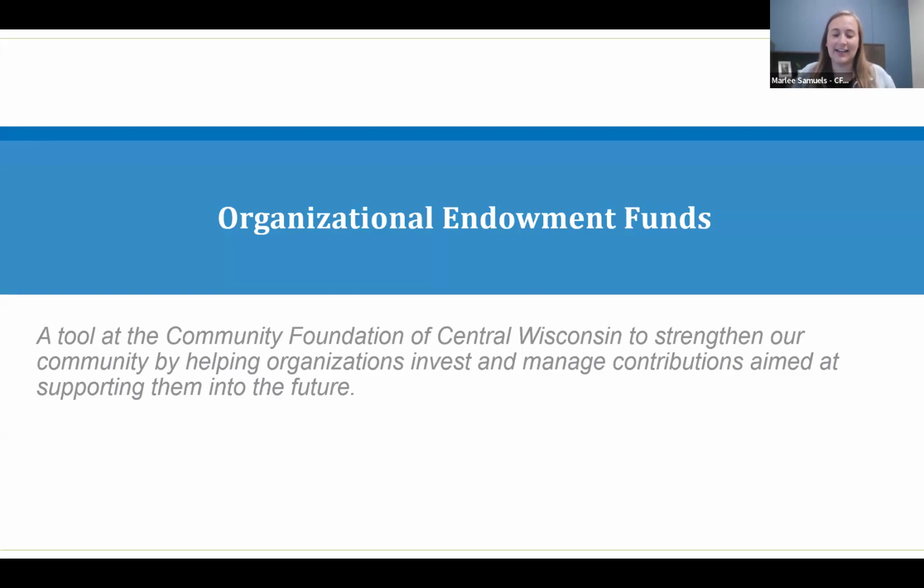So what is an organizational endowment fund? What are we talking about today? An organizational endowment fund is a tool at the community foundation that organizations can use to strengthen the long-term support of their organization, to be able to invest and really think towards the long-term future of what impact they can make.